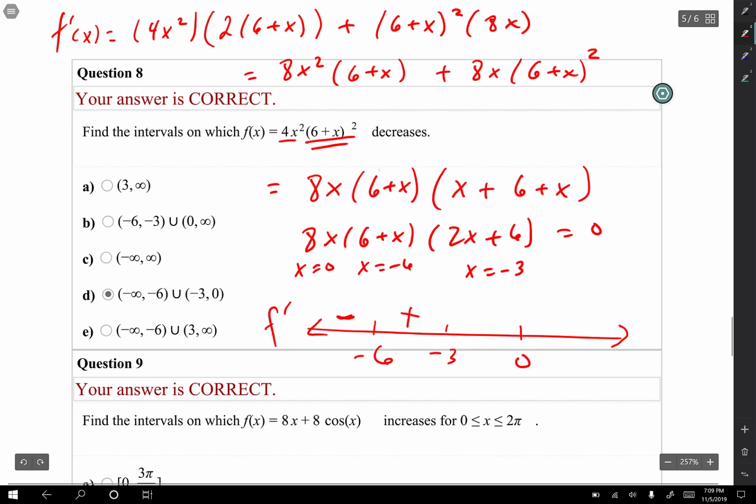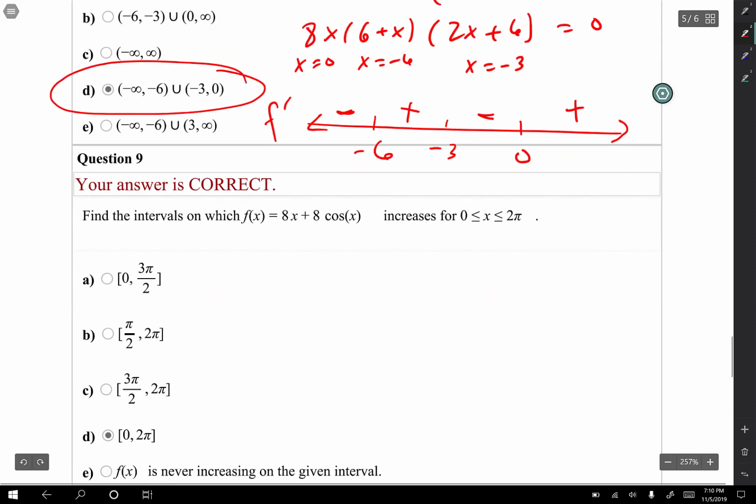I'm going to choose a number like negative 1. Negative, positive, positive. That's going to be negative. I'm going to choose a number like 1. Positive, positive, positive, positive. So where am I decreasing? Negative infinity to negative 6 and negative 3 to 0. All right, let's keep going.